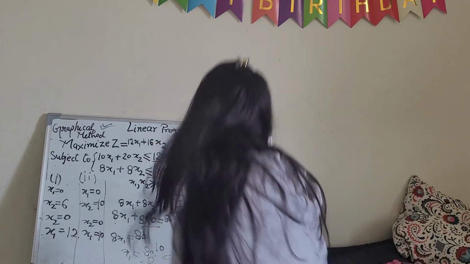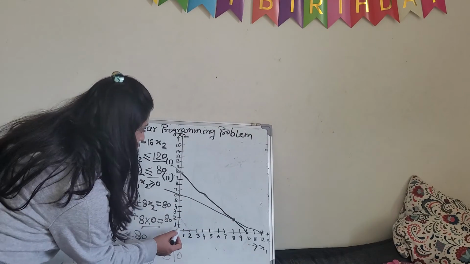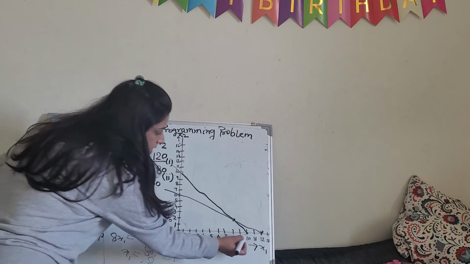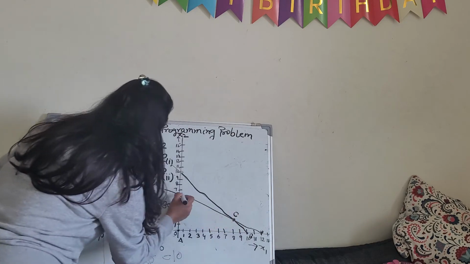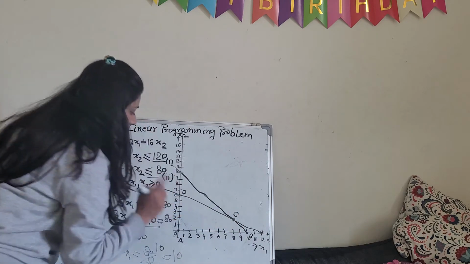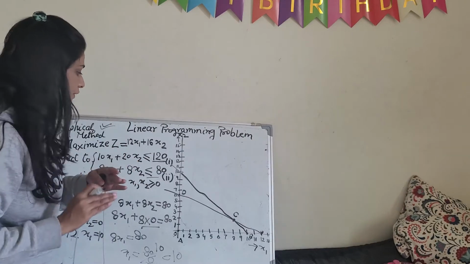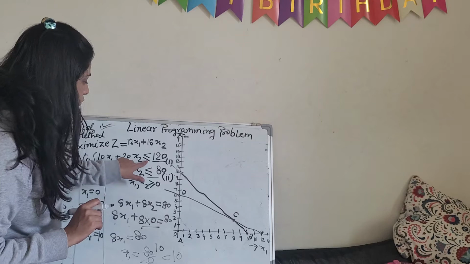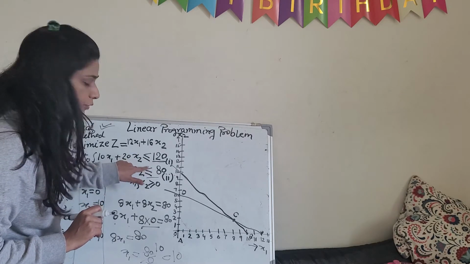Now what will we do? We see we have four corners. This is the first corner, we are giving it the name A. This is B. This is C and this is D. Fine. We need to find the basic feasible solution. So how will we check the basic feasible solution? We will check these two constraints. We can see both the equations are in less than or equal to form, right?